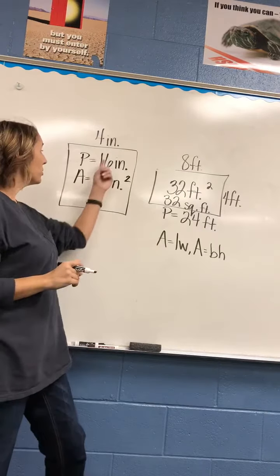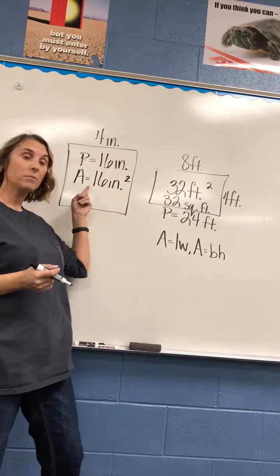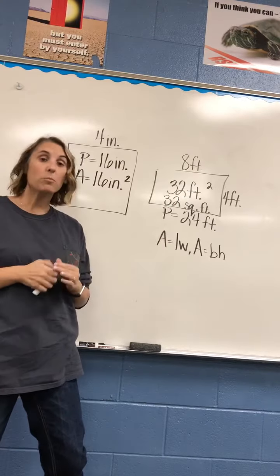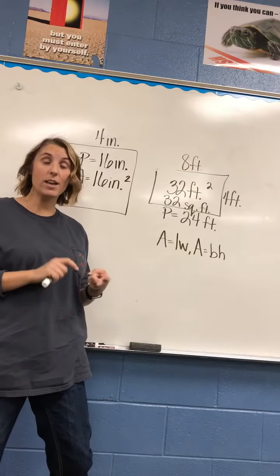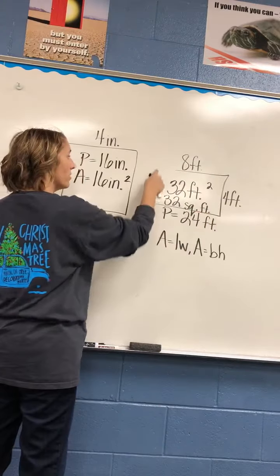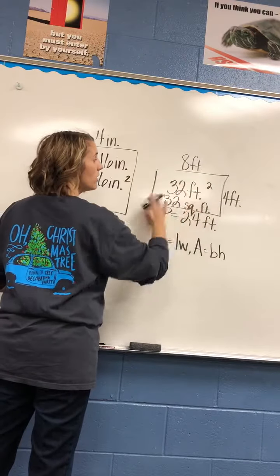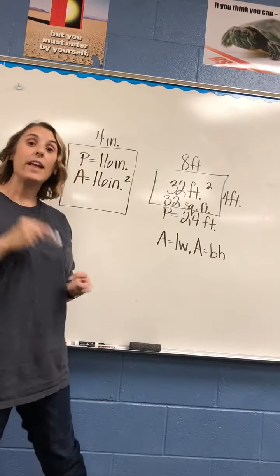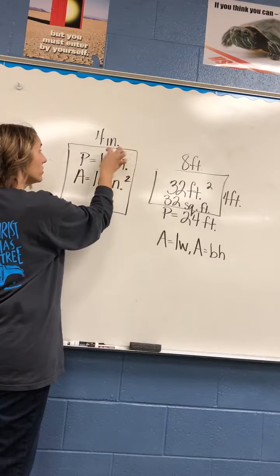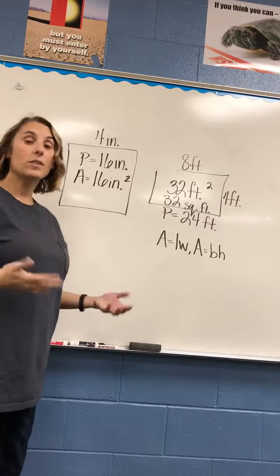So area and perimeter can be the same, that happens sometimes, but they are not always the same. Make sure you remember, perimeter you add, area you multiply. Perimeter is outside around the rim, area is all of the inside. In area you have to square the answer because what you're really doing is counting the squares in here. So area, square area.